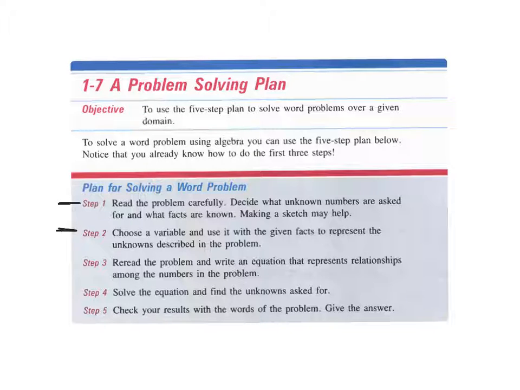Then step 3, it's going to tell you to reread the problem and write an equation that's going to represent the relationship. Then step 4, we're going to solve the equation for whatever unknown it was, the variables. And then step 5, you're going to check your results with the words of the word problem to give your answer. And always remember, if your answer is going to involve units, to label them clearly.